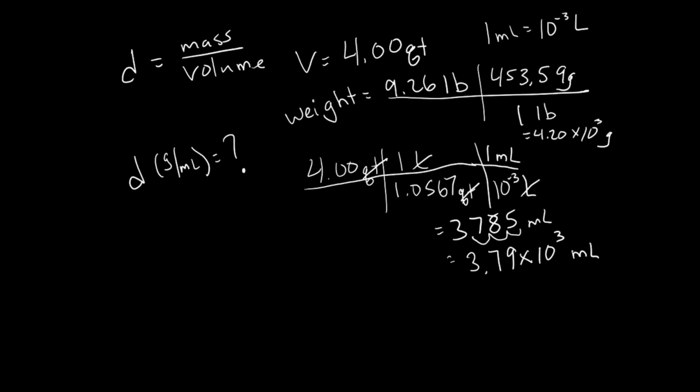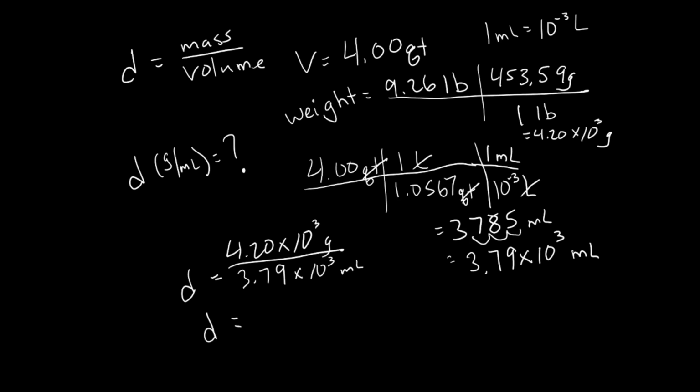So now we can plug these into density. So our density is equal to mass, 4.20 times 10 to the 3rd grams, divided by volume, 3.79 times 10 to the 3rd milliliters. And we're set up for 3 sig figs, and we get a density of 1.11 grams per milliliter.